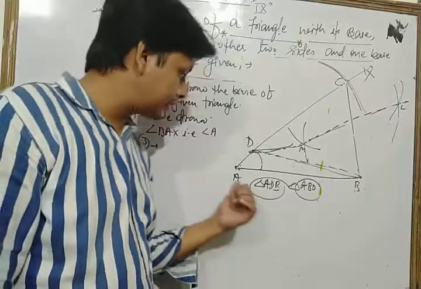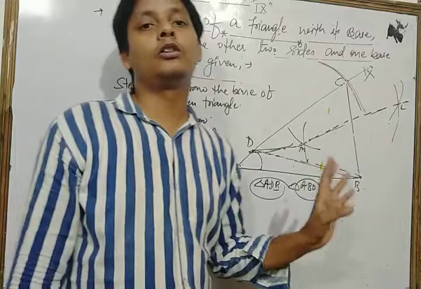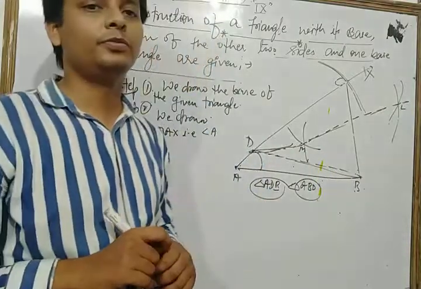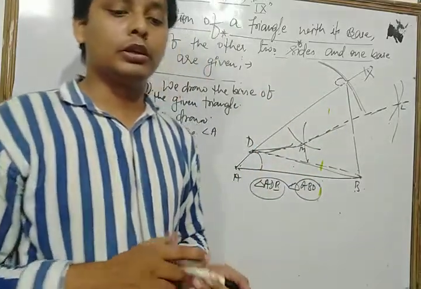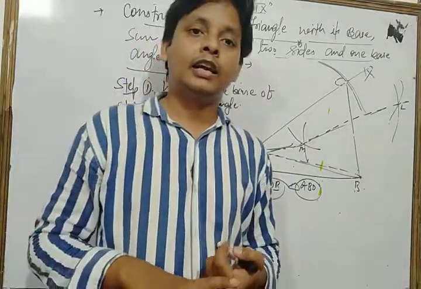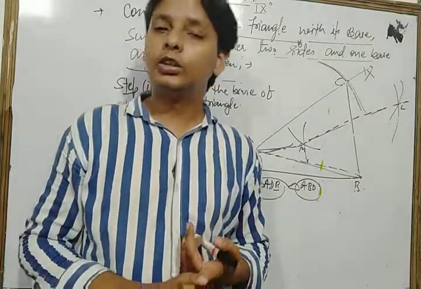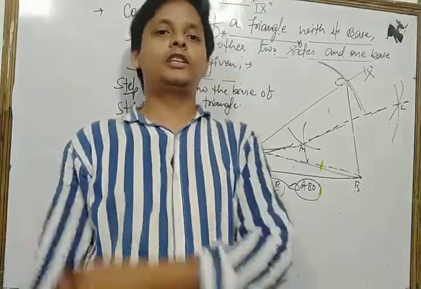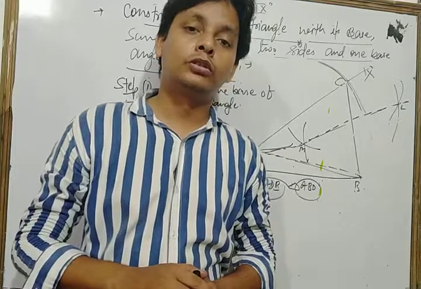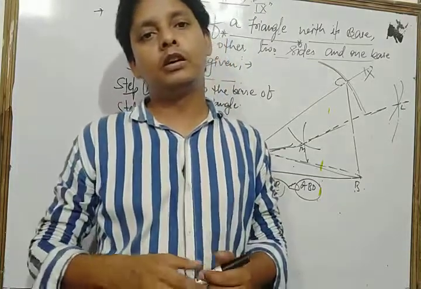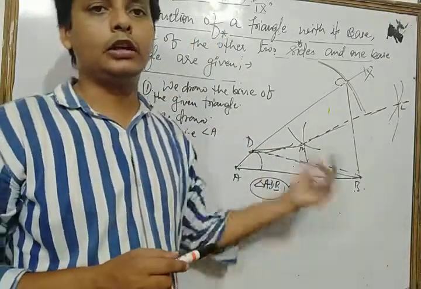So in this way the triangle ABD is our required triangle. So this is the whole concept to construct a triangle when its base, one base angle and the sum of the other two sides is given. Okay, dear students, this is one of the most important topics of your chapter. Now we take an important question based on the same topic and construct it.